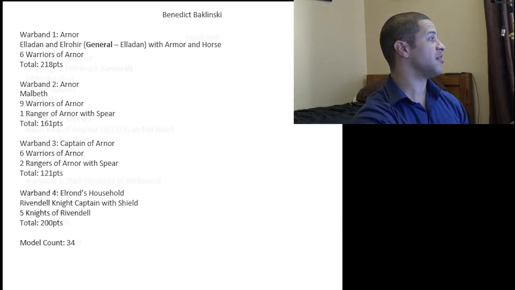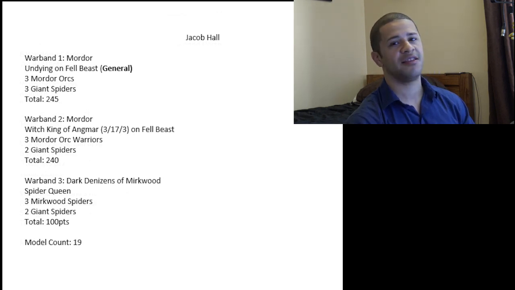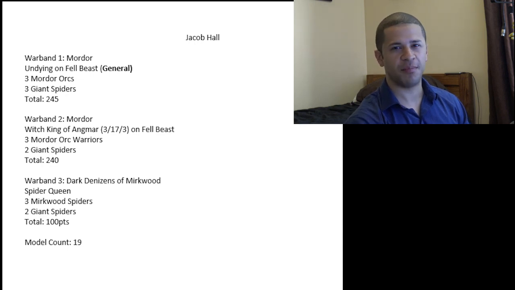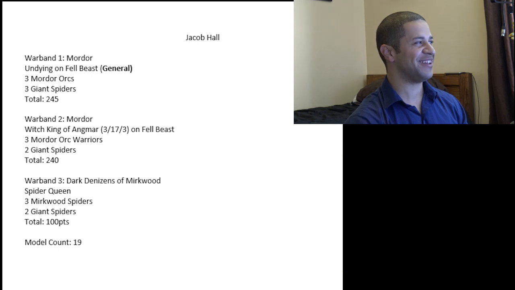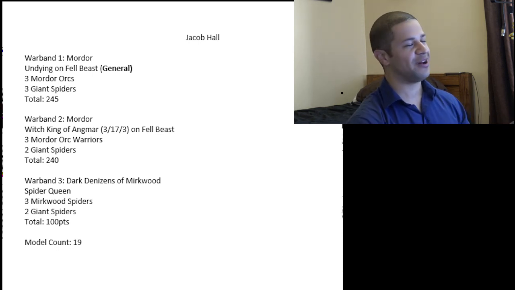And then the third place. Now, this one's going to seem really unusual. It's from Jacob Hall. He's a DCHL member, and he took essentially what would be considered a Mordor force, but it looks like he abused the composition because he wanted to take a Dark Denizens of Mirkwood force, it seems like. So let's get into what I mean by that.